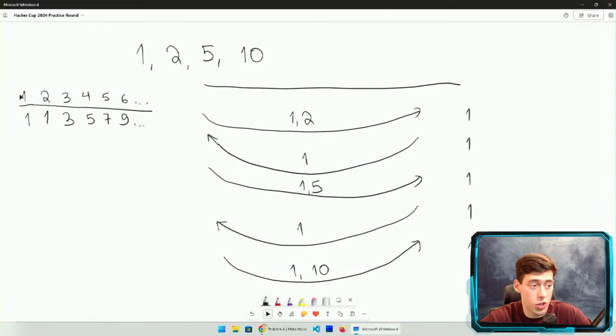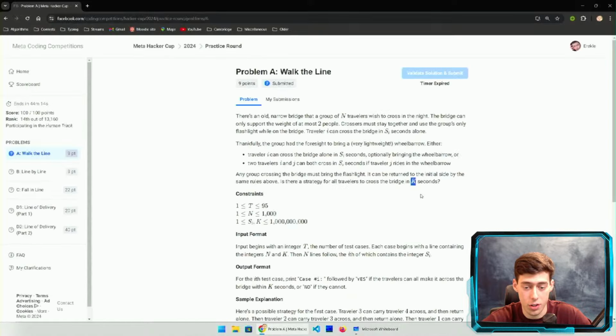So the solution in the end ends up being that you take this minimum number of crossings, which is 2n minus 3, unless n is 1, in which case it's 1. So you take this minimum number of crossings, multiply it by the fastest person's time, and just check if that's less than or equal to k. So that's problem A.